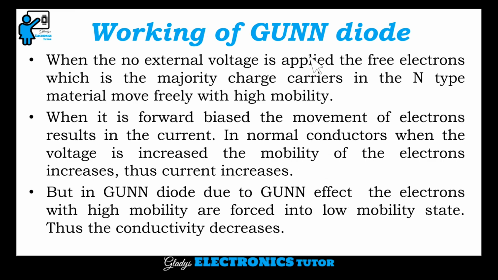So about the working of Gunn diode, when no external voltage is applied, the free electrons, which are the majority charge carriers in the N-type material, move freely with high mobility. When it is forward biased, the movement of electrons results in current. In normal conductors, when the voltage is increased, the mobility of the electrons increases and thus the current also increases. But in Gunn diode, due to the Gunn effect, the electrons with high mobility are forced into a low mobility state. Thus the conductivity decreases when the voltage increases.